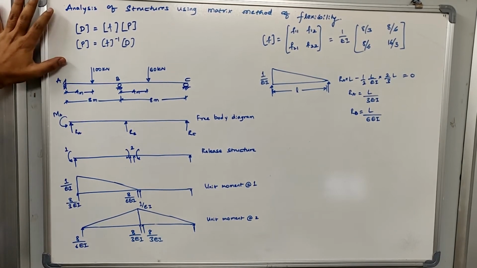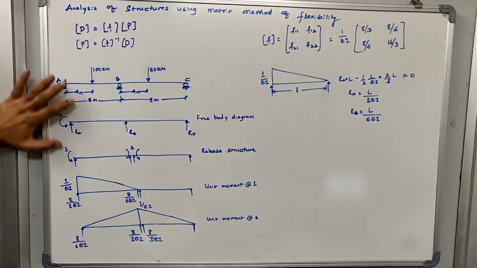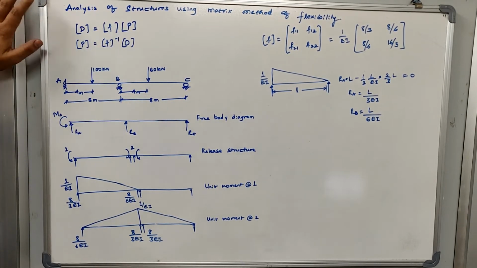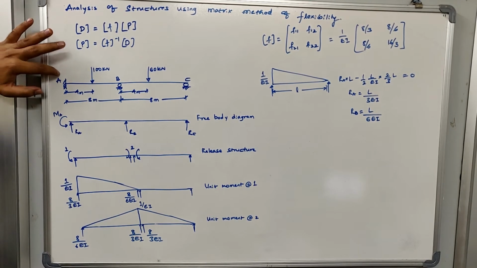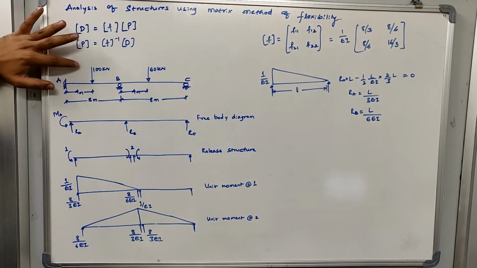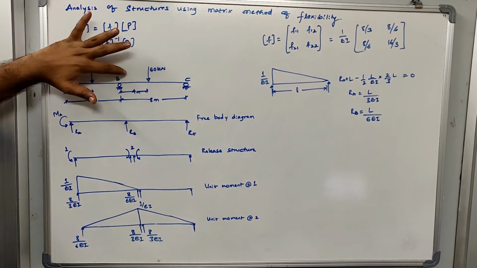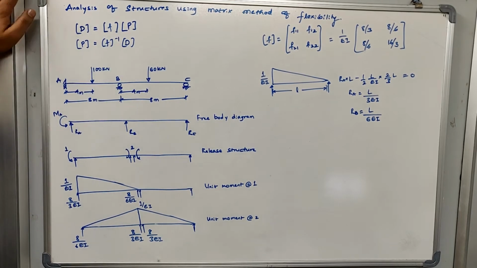Now I'll directly solve a problem, and while solving it, I'll explain the method you will follow to analyze the structure. This is a continuous beam, which has two spans, AB and BC. Span AB is loaded by a concentrated load of 100 kilonewton at the center, and span BC is loaded by 60 kilonewton at the center itself.